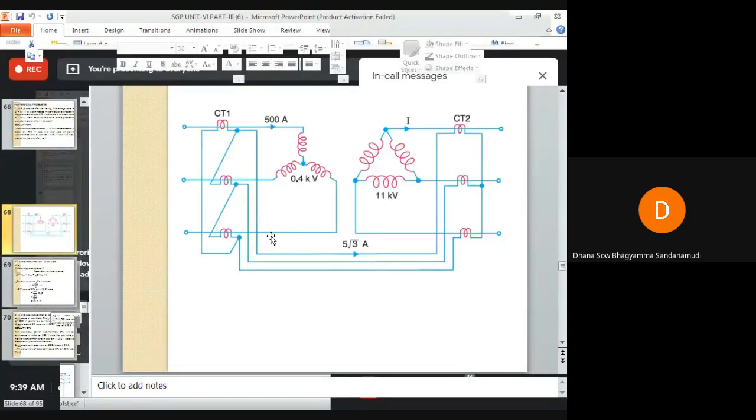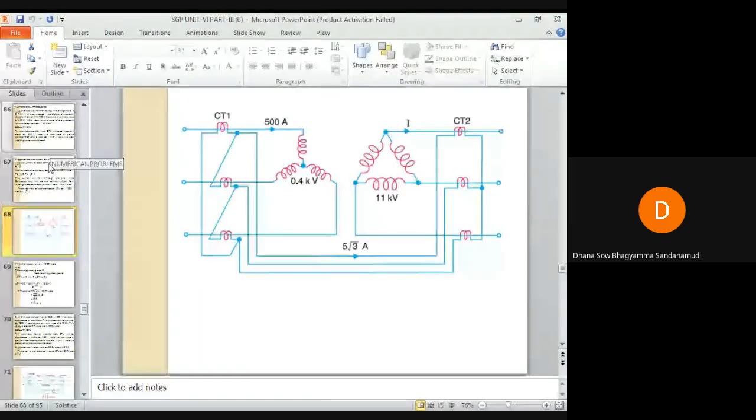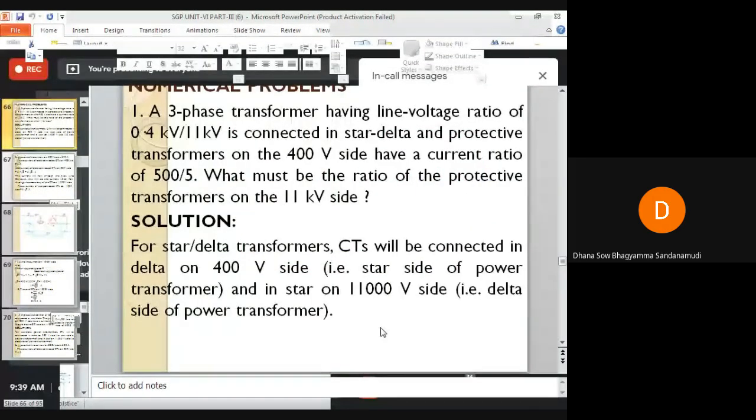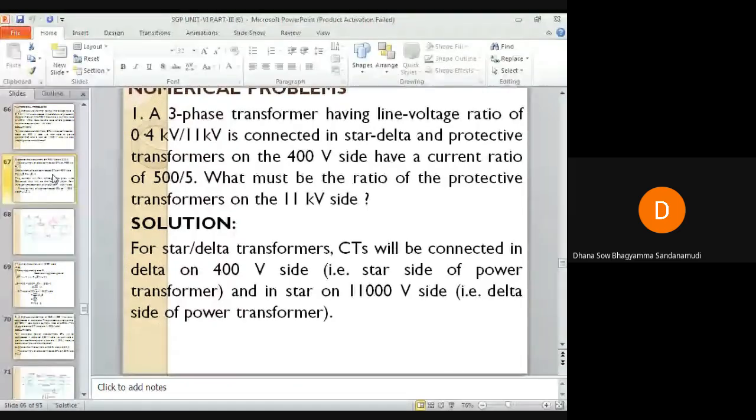Just for you to understand the concept, I'm showing you here. You can see here, this is star connected on the primary side and on the secondary side it is delta connected. So CTs that are on the star connected side are delta connected, and CTs on the delta connected side are star connected. Okay, so the line voltage is 0.4 kilovolts, that is 400 volts on the primary side and 11 kilovolts on the secondary side.